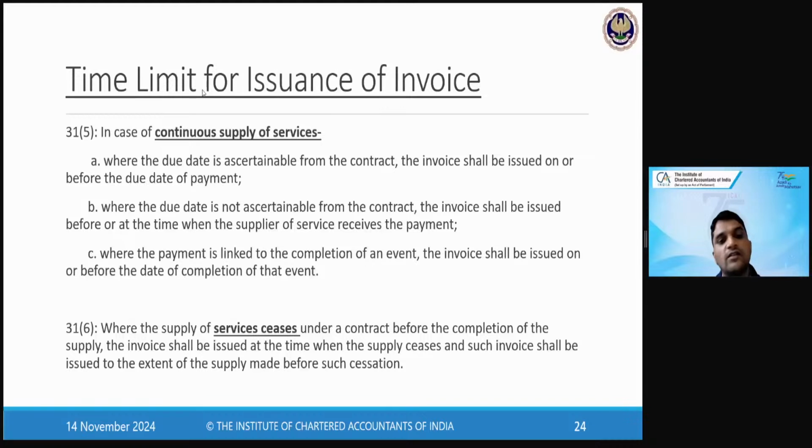Section 31(6) says where the supply of services ceases under a contract. When your contract ends, then where the supply of services ceases under a contract before the completion of the supply, the invoice shall be issued at the time when the supply ceases, and such invoice shall be issued to the extent of supply made before such cessation. Because generally, an invoice has to be issued within 30 days of the provision of service. Correct? So you have time till 30 days in normal scenarios.